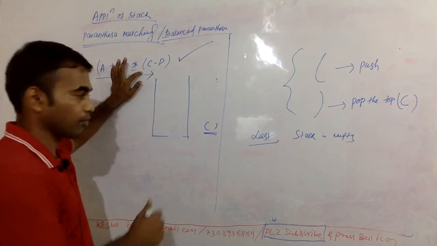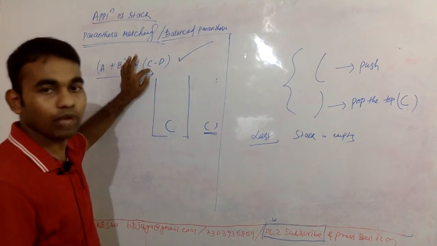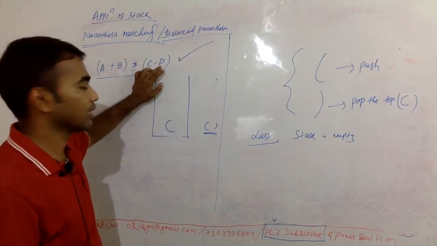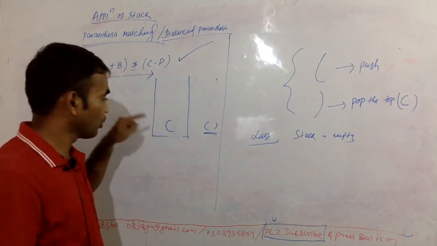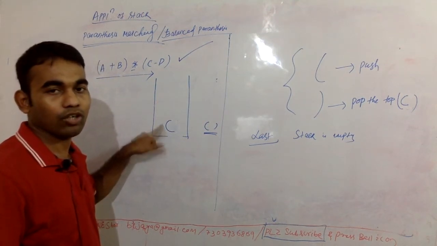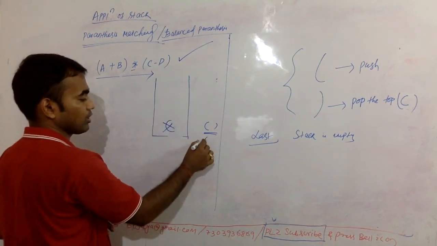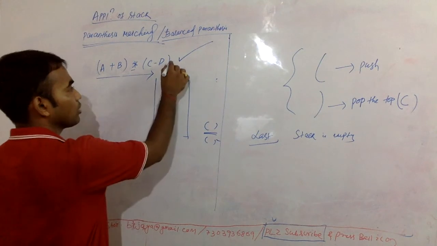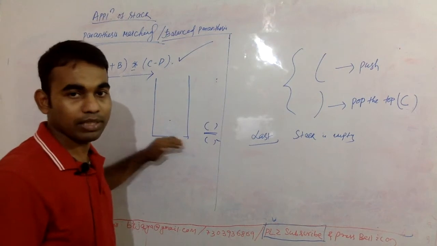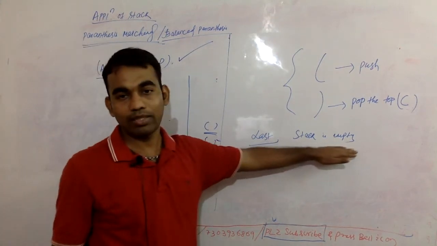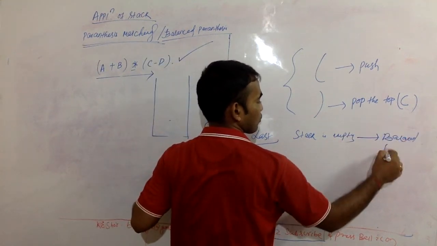Now a left parenthesis is coming, so I will push it into the stack, right? Now C is there, so I will ignore it. Minus is there, I will ignore it. D is there, I will ignore it. Now a right parenthesis is coming, so I will check whether a left parenthesis exists in the stack or not, and I will delete it if it does. Then I got a match. Now I am done, there are no elements left, and the stack is also empty. If the stack is empty, then we can say it is a balanced parenthesis. So that's the algorithm.